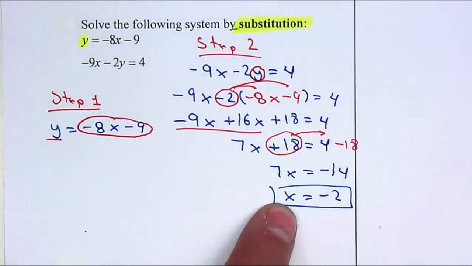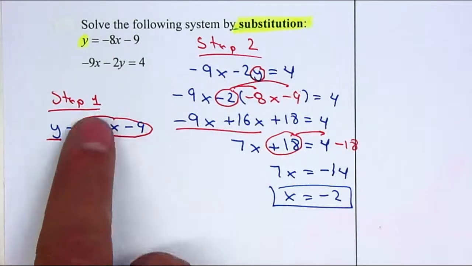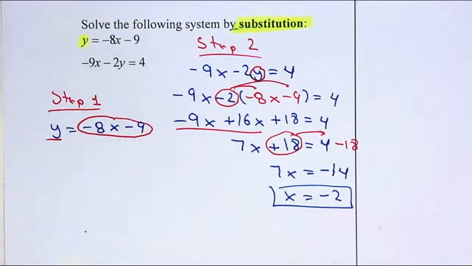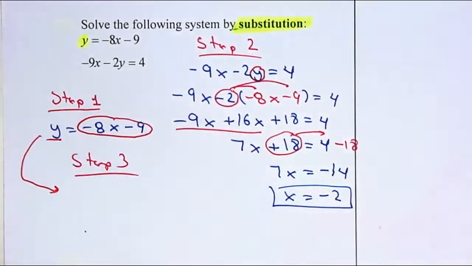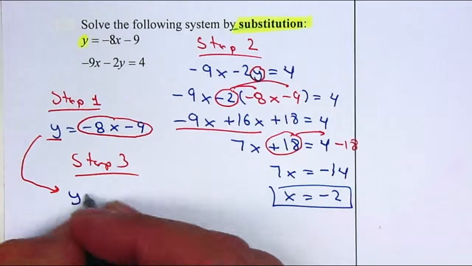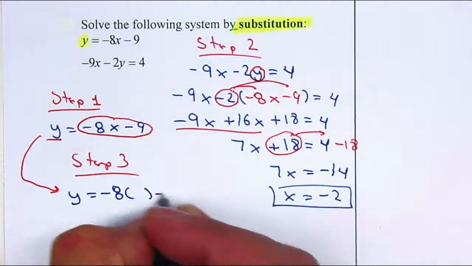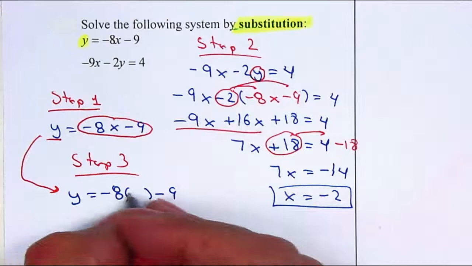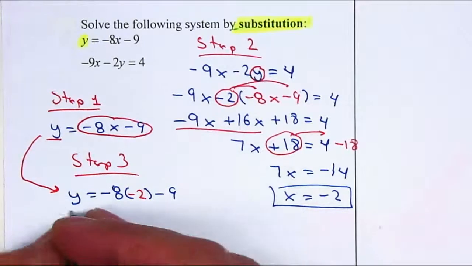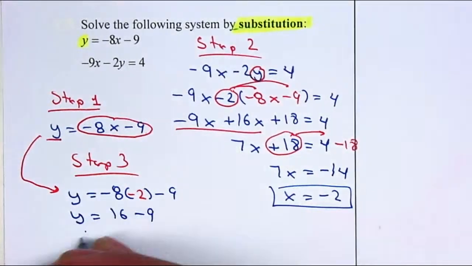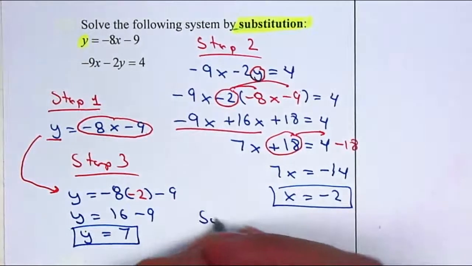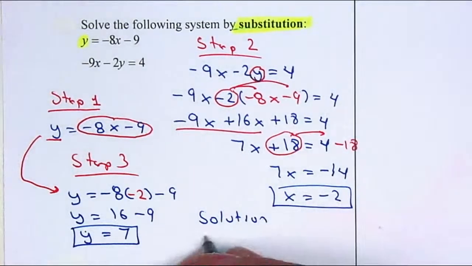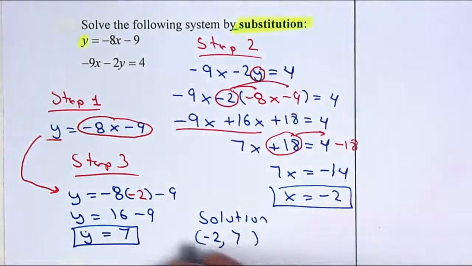Now that I've found my x value, I need to find the y value, and I'm going to plug into step 1. So that'll be my step 3. Step 3, I get this equation, and instead of the x, I'm going to replace it with the value of x that I just found to be negative 2. We have y is equal to 16 minus 9, y is equal to 7. My solution is where the two lines would cross if I graphed them. In this case, it will be negative 2 comma 7.